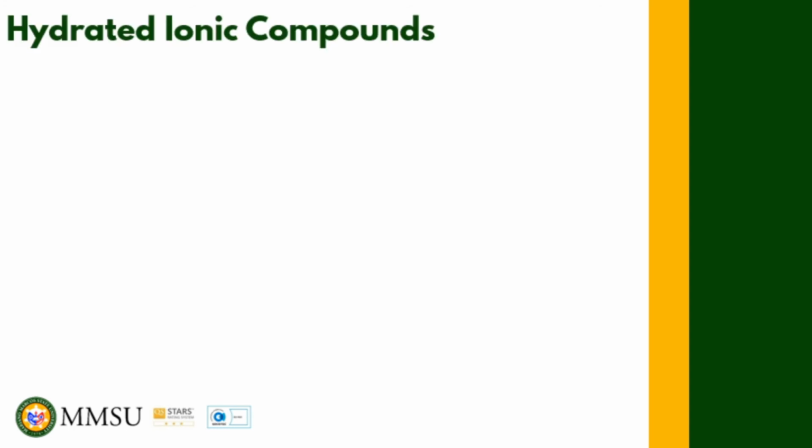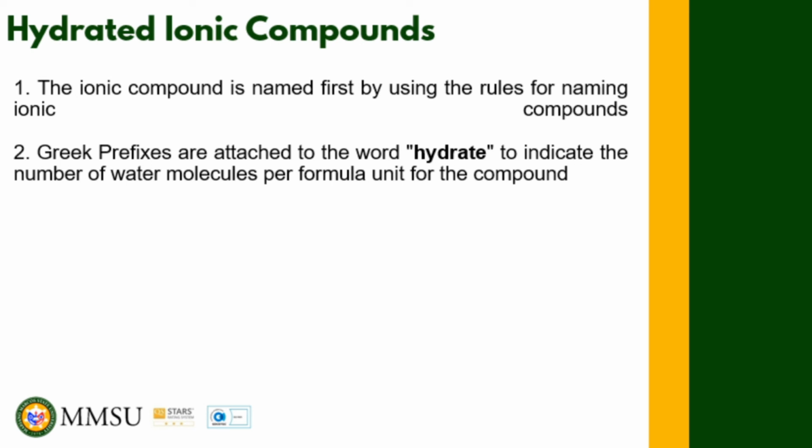So, next is hydrated ionic compounds. And these have a specific number of water molecules in their chemical formulas in the solids, and these water molecules are part of the structure of the compound. So, the ionic compound is named first by using the rules for naming ionic compounds. And Greek prefixes are attached to the word hydrate to indicate the number of water molecules per formula unit for the compounds. Yung Greek prefixes is yung mono, di, tri, ganun.